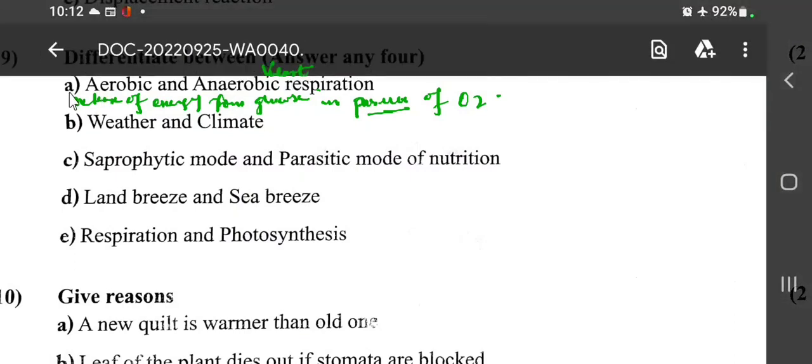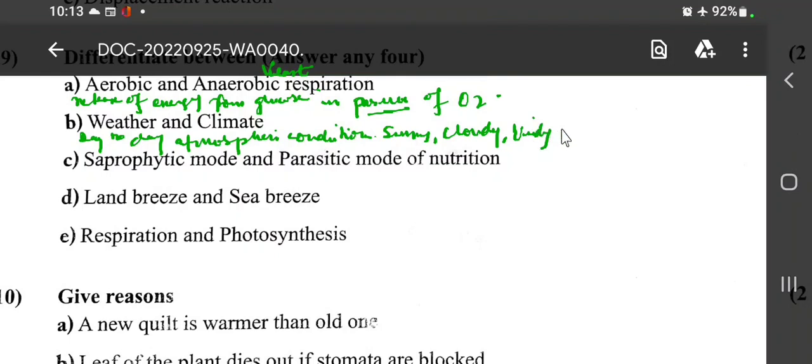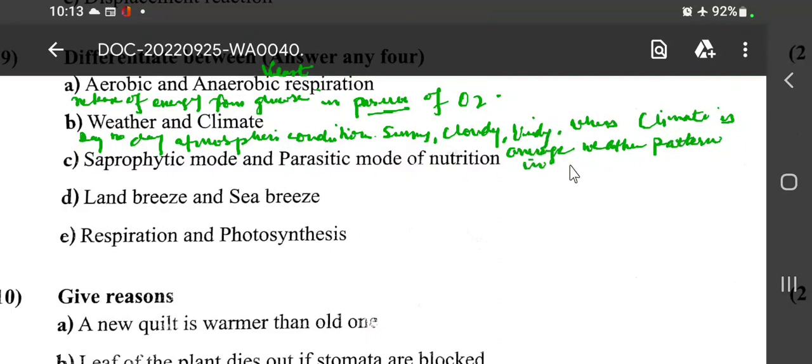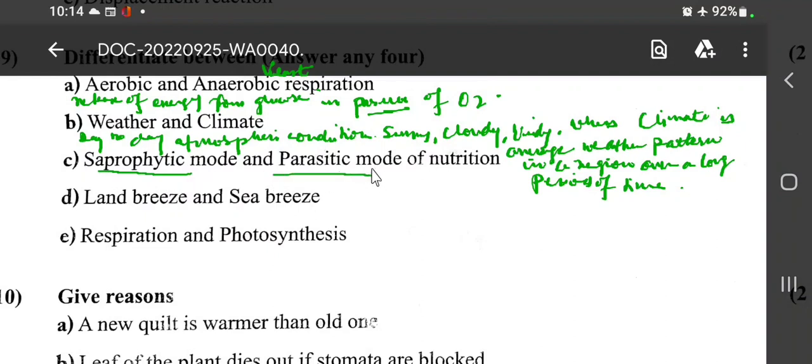Next is weather and climate. Weather is the day to day atmospheric condition, like it may be sunny, cloudy, windy, etc. Whereas climate is the average weather pattern in a region over a long period of time. Full stop.